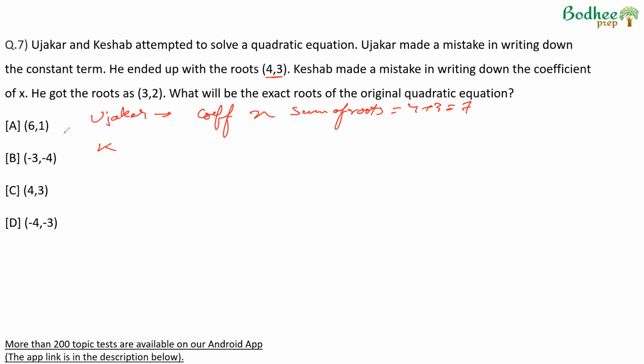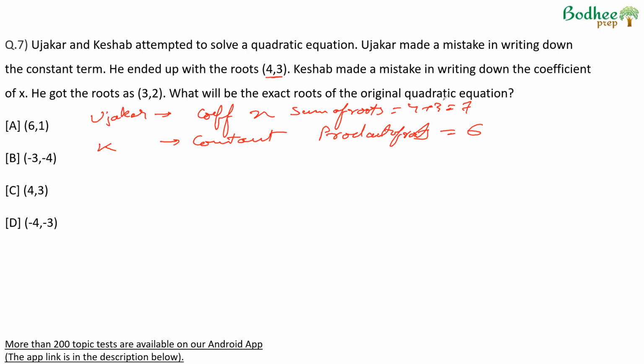Keshav made a mistake in writing the coefficient. He got the constant term correct. So for him, the product of roots would be correct. He is getting the roots as 3 and 2. So the product of roots has to be 6.